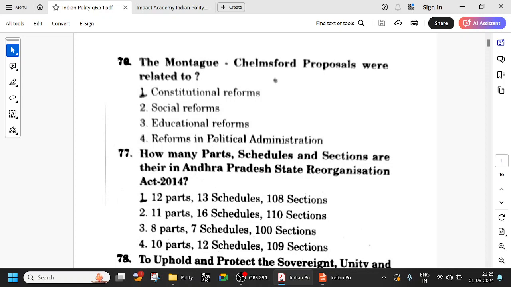Reforms in political administration may also be right because we didn't have a constitution by then. Okay, so you have to choose either this or this. So constitutional reforms is fine, or you can go for reforms in political administration also. That also is a suitable answer.